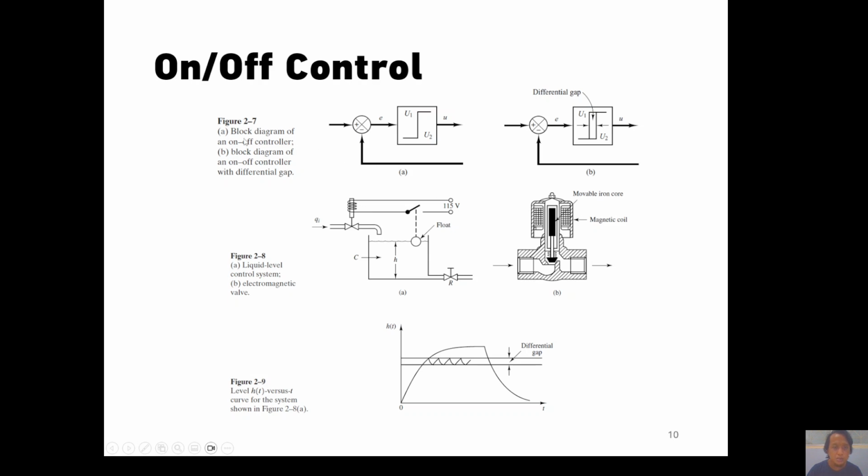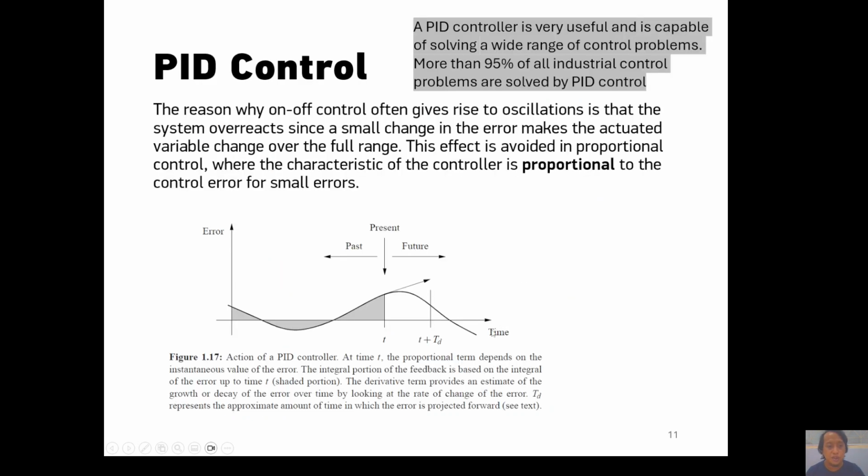A is the block diagram for the on-off controller, and B has a differential gap. And this is the timing diagram of the differential gap like this. Okay, this is the on-off controller, and now for the PID controller.